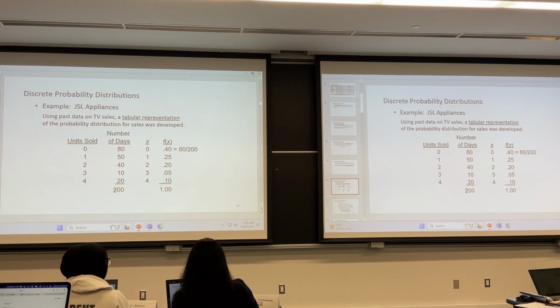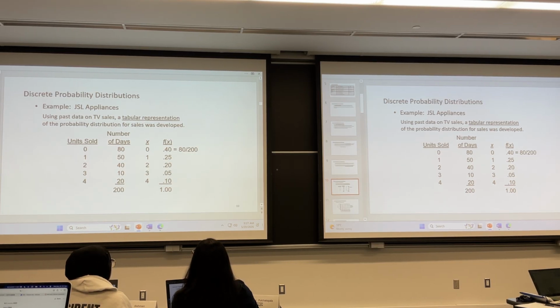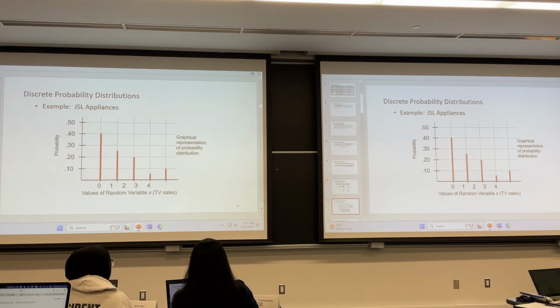The answer is right in front of you. What's the probability of selling at least 3 TV sets? 0.05 plus 0.10. What's the probability of not selling more than 2 TV sets? Not more than 2 means 0, 1, or 2. So 0.40 plus 0.25 plus 0.20, which is 0.85. You can show it by this chart over here.